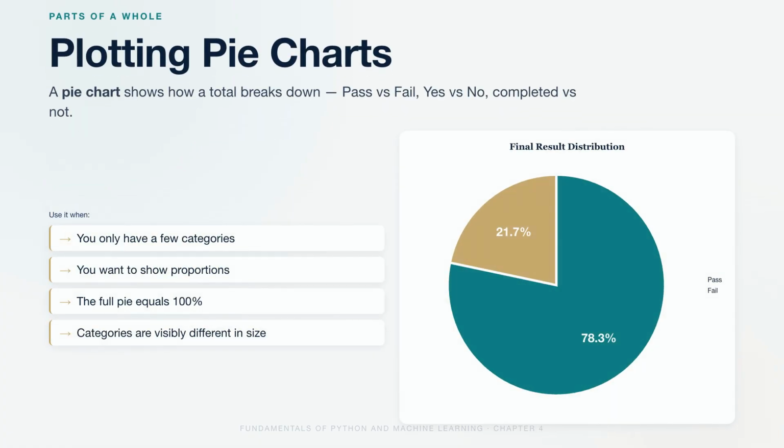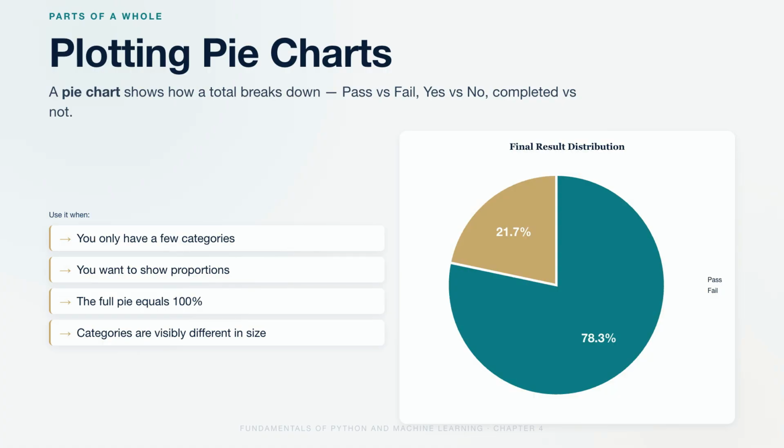The next chart type is the pie chart. A pie chart shows parts of a whole. For example, we can use a pie chart to show the percentage of students who passed and failed. Each slice represents one category. The full pie represents 100% of the data. Pie charts are useful when we have a small number of categories and we want to show proportions. For example, pass versus fail. Another one would be completed versus not completed. Yes versus no survey responses.